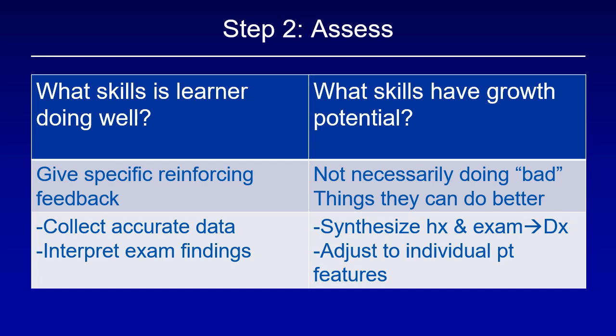Step 2 is to assess. What is this learner doing well? What can I reinforce? And then what skills can continue to grow? Not that they're necessarily wrong or bad, but they're not proficient yet. Maybe this learner can collect all the data and interpret the exam accurately, but is just not able to put that together to get an accurate differential diagnosis.